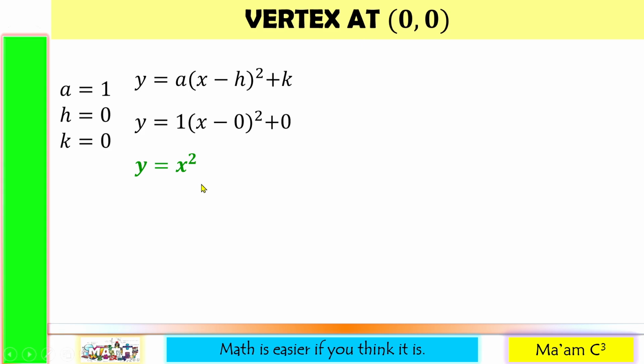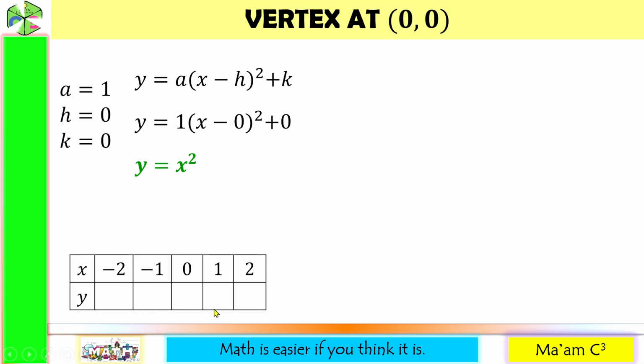In order to graph this, let us have our table of values. I already assigned values of x. Now let us compute for the value of y. Let us substitute negative 2 here. Negative 2 squared will give us positive 4. Negative 1 squared will give us positive 1. 0 squared is 0. 1 squared is 1. And 2 squared is 4.